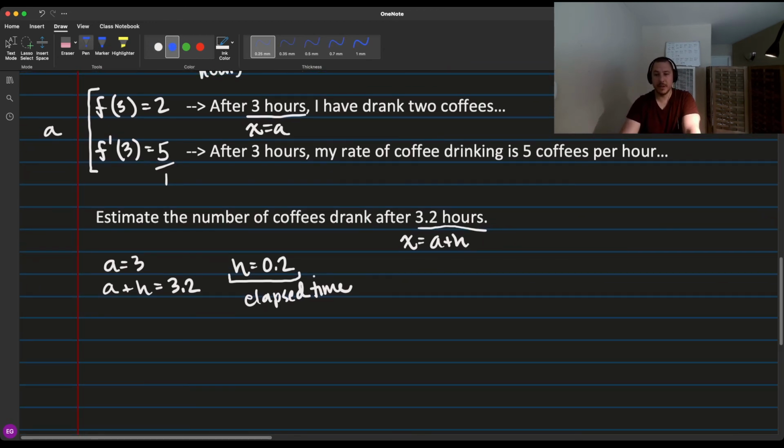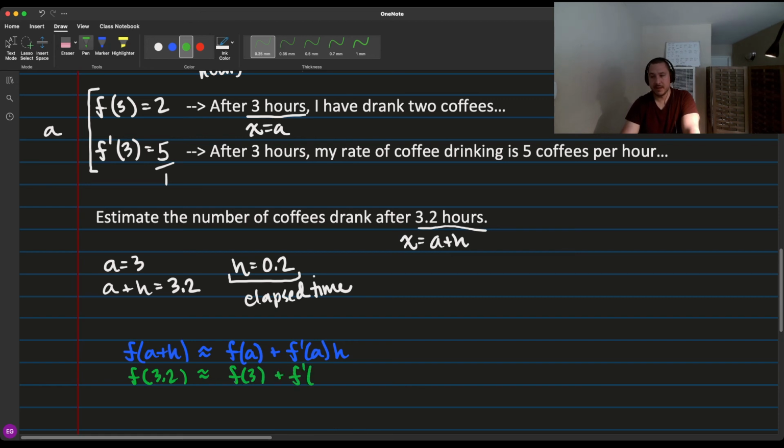Because we have the formula: f of a plus h is approximately equal to f of a plus f prime at a times h. So you plug in the numbers. a plus h was 3.2. f of a is f of 3. f prime of a is f prime of 3, and our h is 0.2.